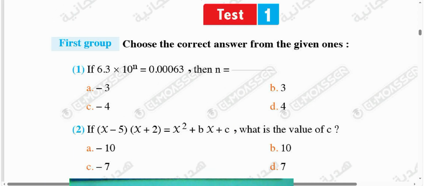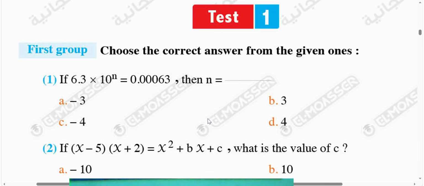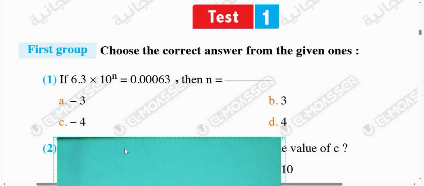If 6.3 times 10 power n equal 0.00063, then n equal. Write the answer here in scientific notation. Do you remember the rules in scientific notation? The number here greater than or equal to 1 or less than 10, and the power will be any integer digits. Okay, look at here.